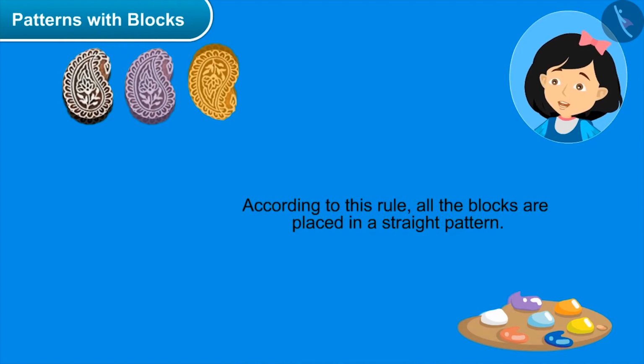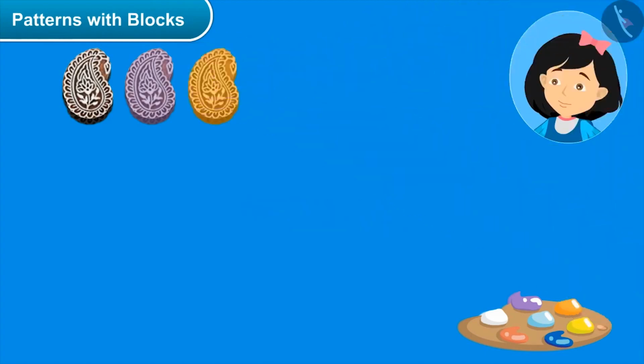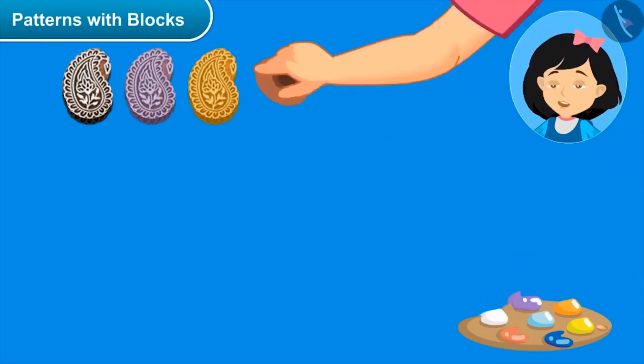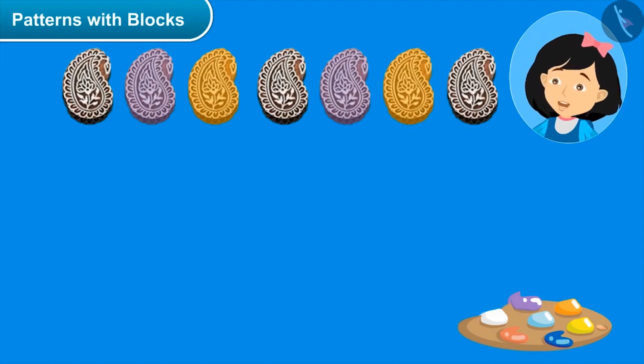First, look how I have drawn these two blocks. If the rule by which these two are made is followed, then only you will get the pattern. This one is upside down. Oh, is it like this, sis? Yes, perfect. According to this rule, we are placing the blocks in a straight pattern.